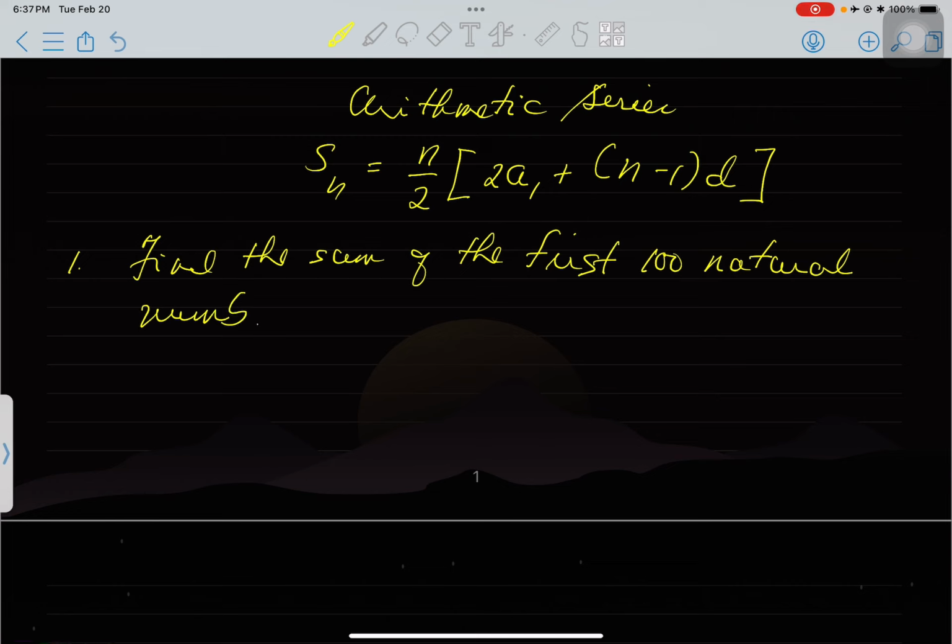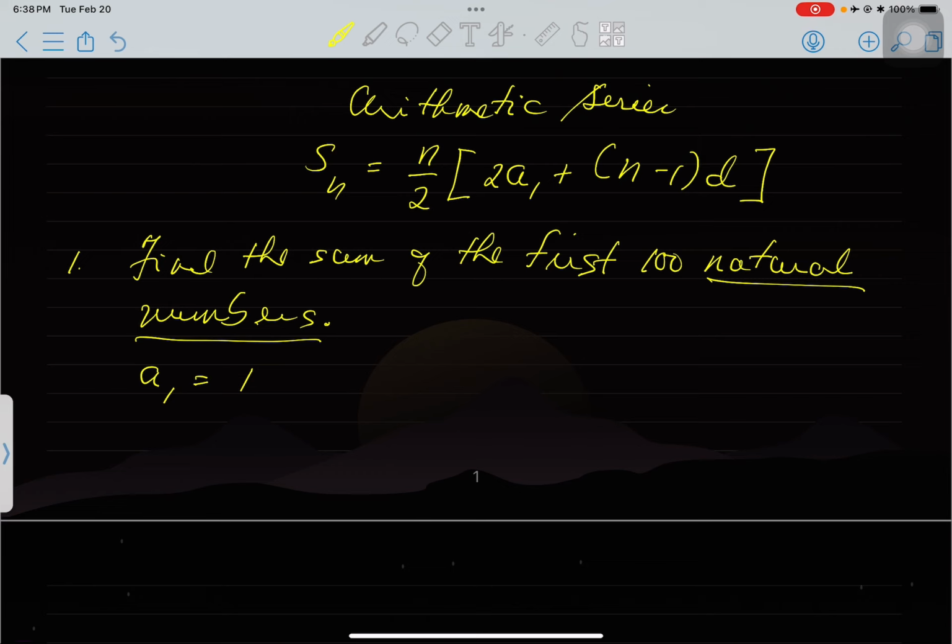So this is the problem. We are going to find out the sum of the first 100 natural numbers. When we say natural numbers, this talks about the set of counting numbers. Okay? The numbers that are used for counting. And our a sub 1 here is definitely 1, because when we start counting, we usually begin at 1, not 2, not even 0. We are going to start counting using 1.